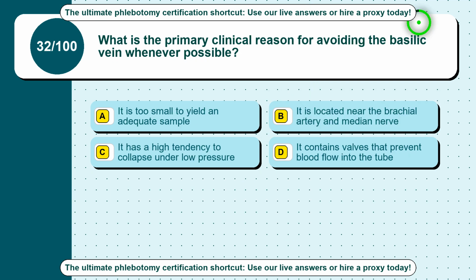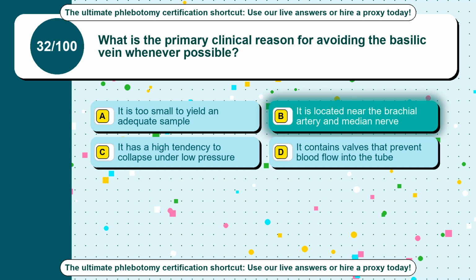Question 32. What is the primary clinical reason for avoiding the basilic vein whenever possible? Option A, it is too small to yield an adequate sample. Option B, it is located near the brachial artery and median nerve. Option C, it has a high tendency to collapse under low pressure. Option D, it contains valves that prevent blood flow into the tube. The correct answer is option B. It is located near the brachial artery and median nerve.